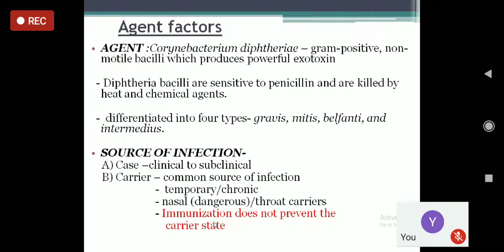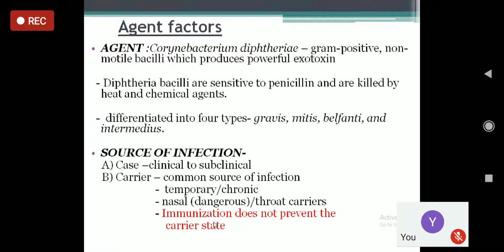And what is the source of infection? We human beings are the source of infection, and in human beings it could be a case or a carrier. A case means a person who gets active infection and develops signs and symptoms. So some persons get infected with the bacteria and produce signs and symptoms, those are clinical cases, and some remain asymptomatic without developing any significant signs and symptoms. They are known as the subclinical type.